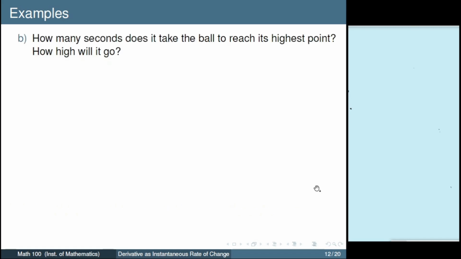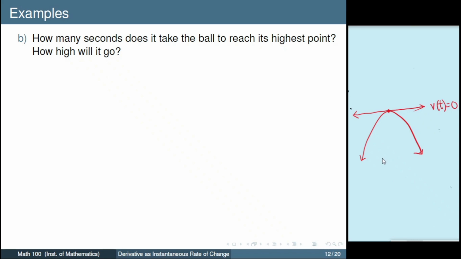Letter B, how many seconds does it take for the ball to reach its highest point, and how high will it go? Okay? So again, as I said, the graph of this is a parabola opening downwards, like this. What is the highest point of our parabola? The highest point will just be the vertex here. So we can think of the velocity at this point to be the slope of this tangent line. And this tangent line here is horizontal, since this is the vertex, and the slope of this is 0.